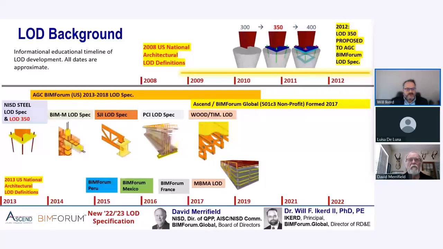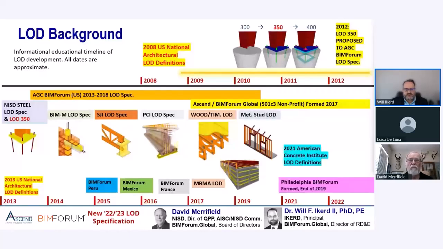The original LOD national specifications that were developed by the AGC BIM Forum were continued by that organization until 2018. The 2019 specification was published by a newly formed organization in Philadelphia. And the Philadelphia BIM Forum published the LOD specifications in 21 and has not published any 22 specification.